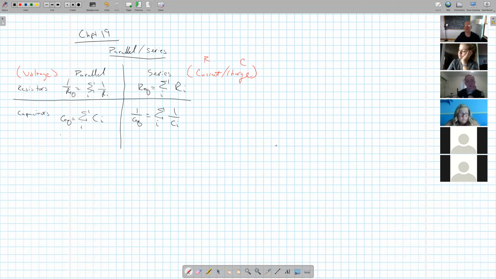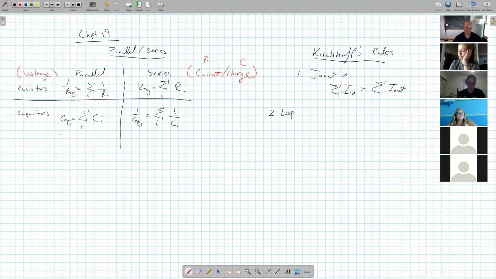After this, we looked at Kirchhoff's rules. So again, this is broken down into two rules. One is the junction rule, which simply says that at every junction, the sum of the currents going into the junction must be equal to the sum of the currents coming out of the junction. So again, this is just conservation of charge.